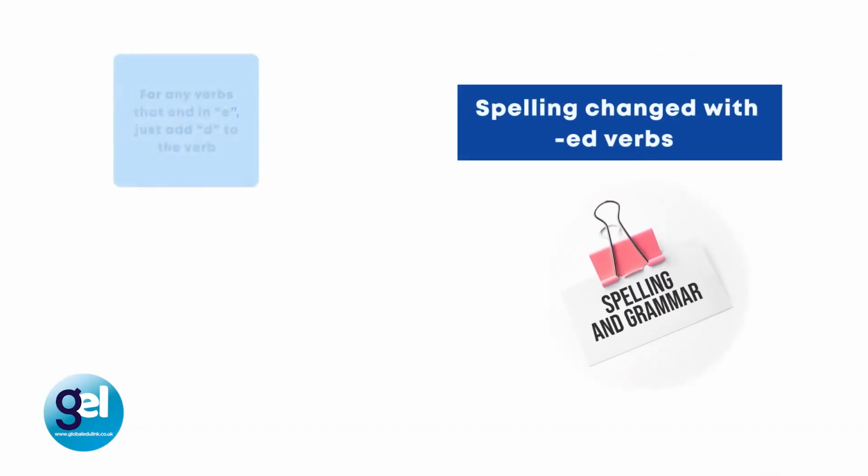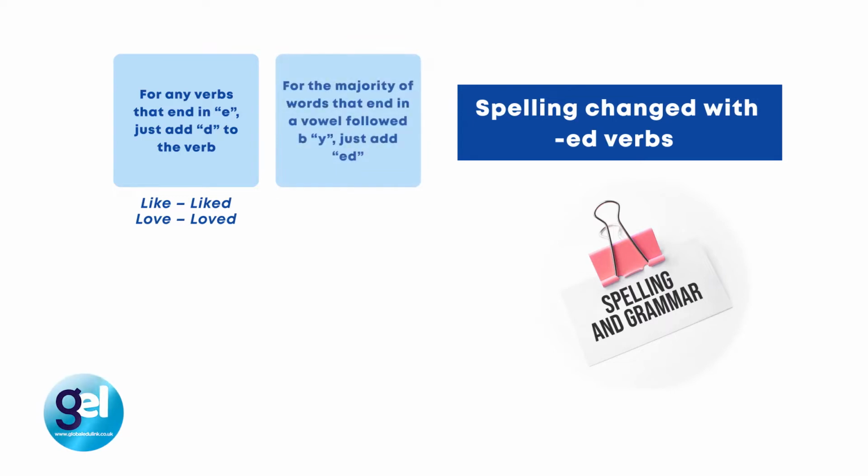Again, just to consolidate, spelling changes with ed verbs. So remember, spelling changes for regular ed verbs in the past simple. For any verbs that end in e, we just add d to the verb. For example, like becomes liked and love becomes loved. For the majority of words that end in a vowel followed by y, we just add ed. For example, play becomes played.